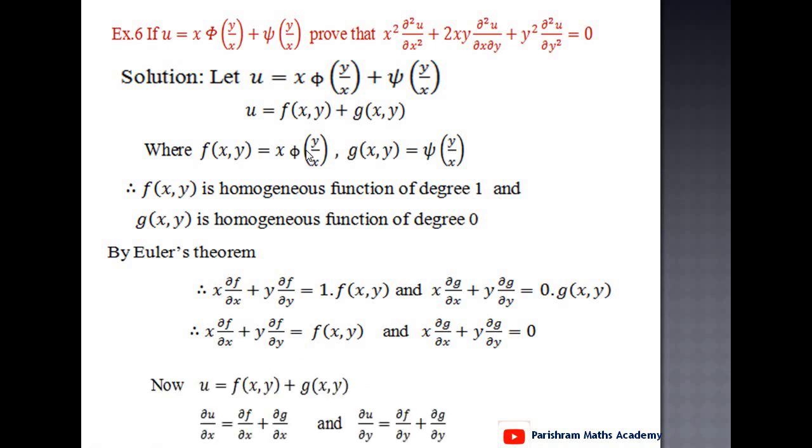Now u equals f plus g, that is f of x, y plus g of x, y. Differentiating, the derivative of u with respect to x, ∂u/∂x, equals ∂f/∂x plus ∂g/∂x. ∂u/∂y equals ∂f/∂y plus ∂g/∂y, using the rules of differentiation.